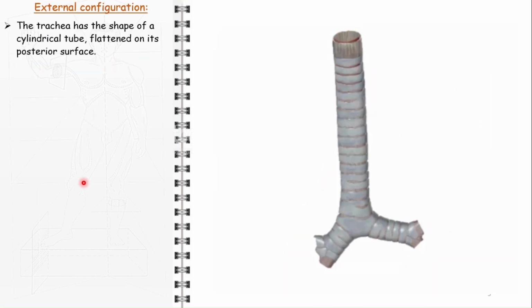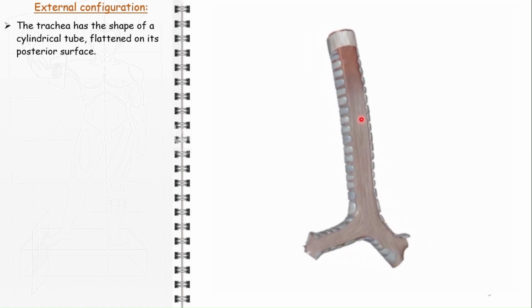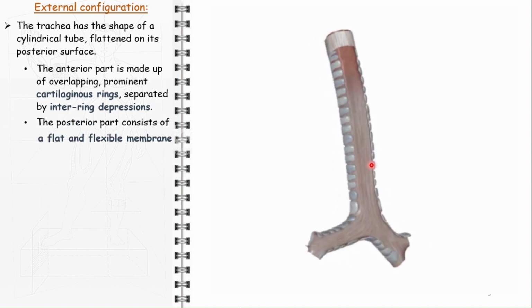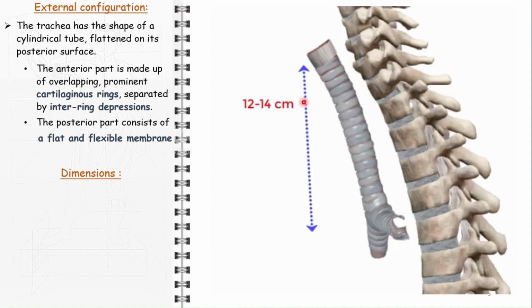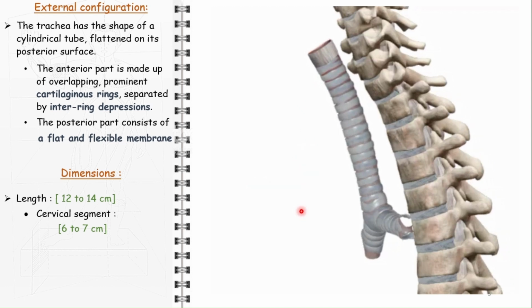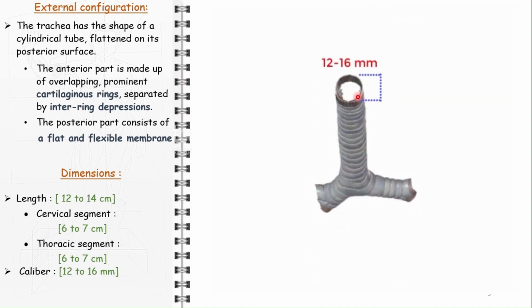The trachea has the shape of a cylindrical tube flattened on its posterior surface. The anterior part is made up of overlapping, prominent cartilaginous rings, separated by interring depressions. The posterior part consists of a flat, flexible membrane. Its length is between 12 and 14 centimeters: 6 to 7 centimeters for the cervical segment, and 6 to 7 centimeters for the thoracic segment. And the caliber of the trachea varies between 12 to 16 millimeters.